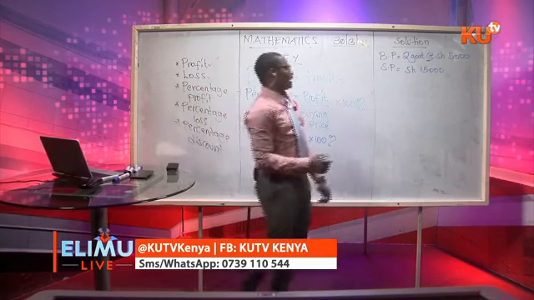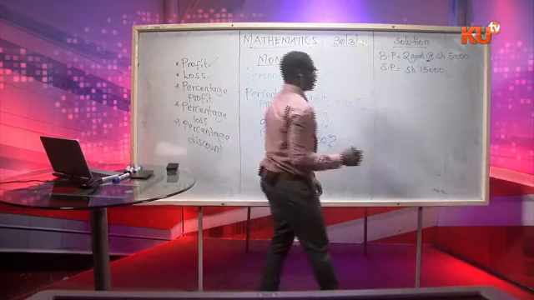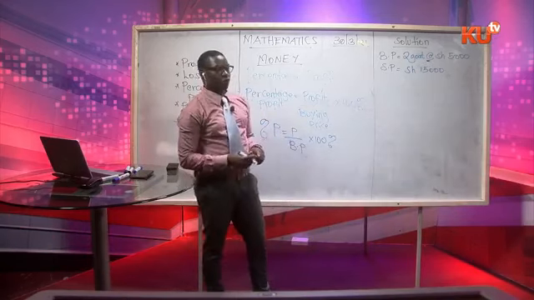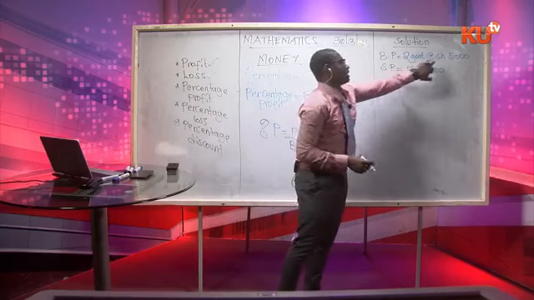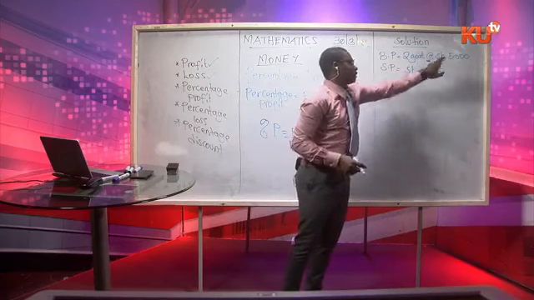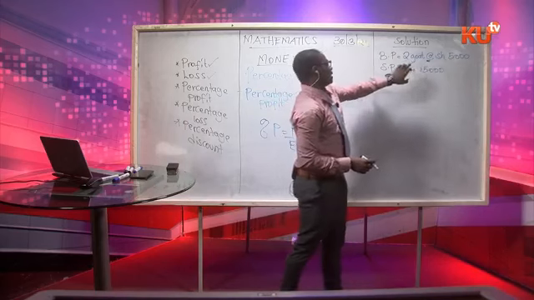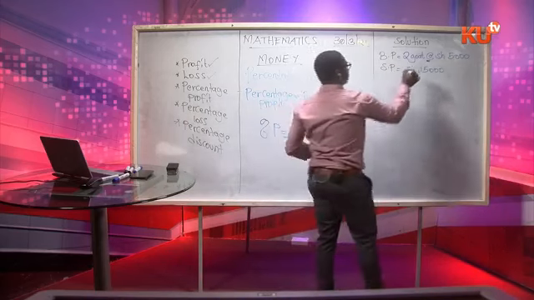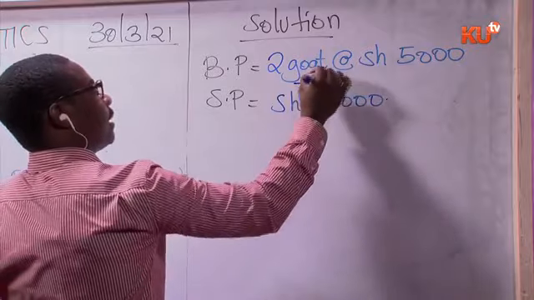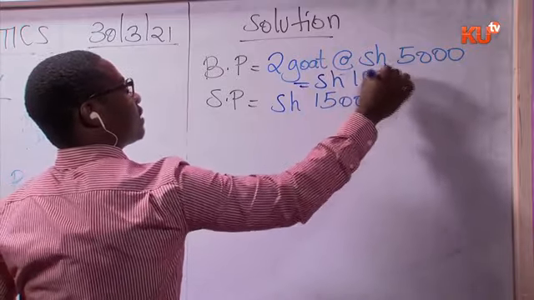So when we have the word each or at, and you have a price of an item, you multiply the item and the amount of money, because this one represents 1. And since there are 2, you take 5,000 times 2 to get 10,000. So in this case, our buying price is 10,000.